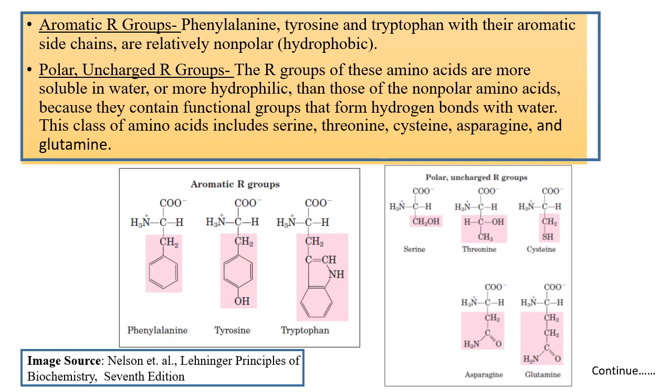Now, the third group, the polar uncharged R groups. The R groups of these amino acids are more soluble in water, or more hydrophilic, than those of the non-polar amino acids because they contain functional groups that form hydrogen bonds with water. This class of amino acids includes serine, threonine, cysteine, asparagine and glutamine. One can go through the chemical structure of these. Polar uncharged R groups are shown in the image.